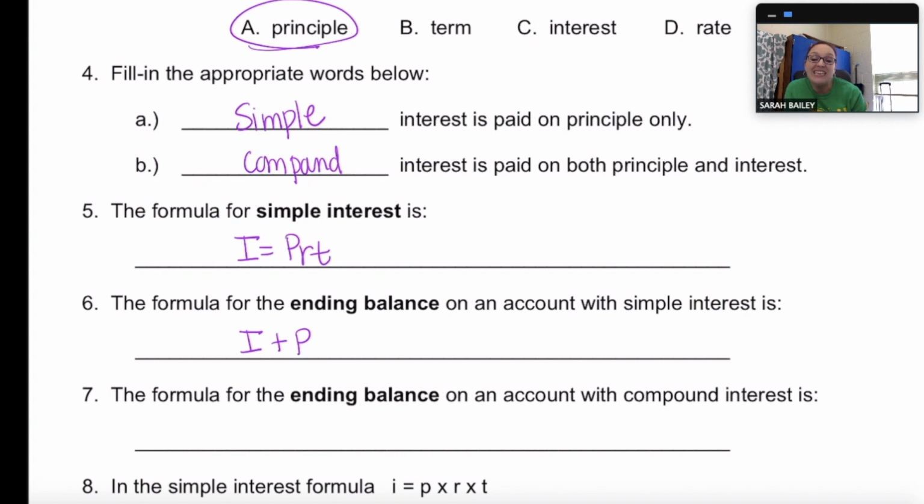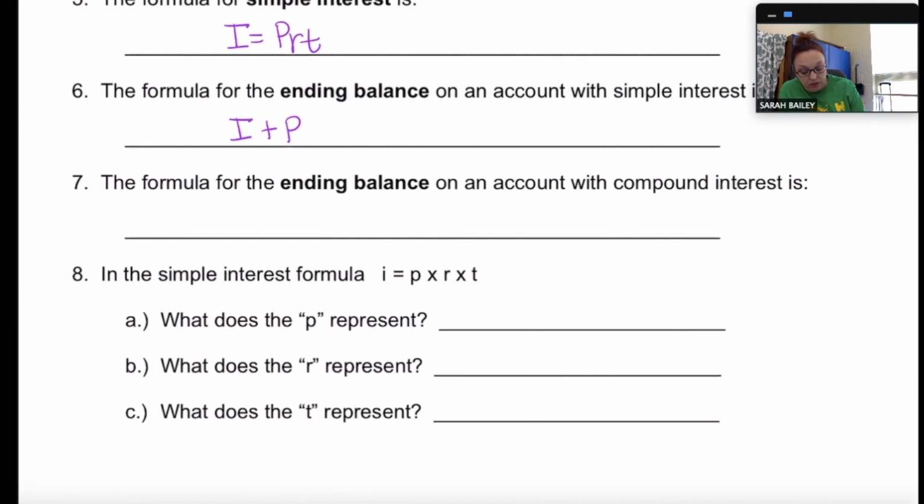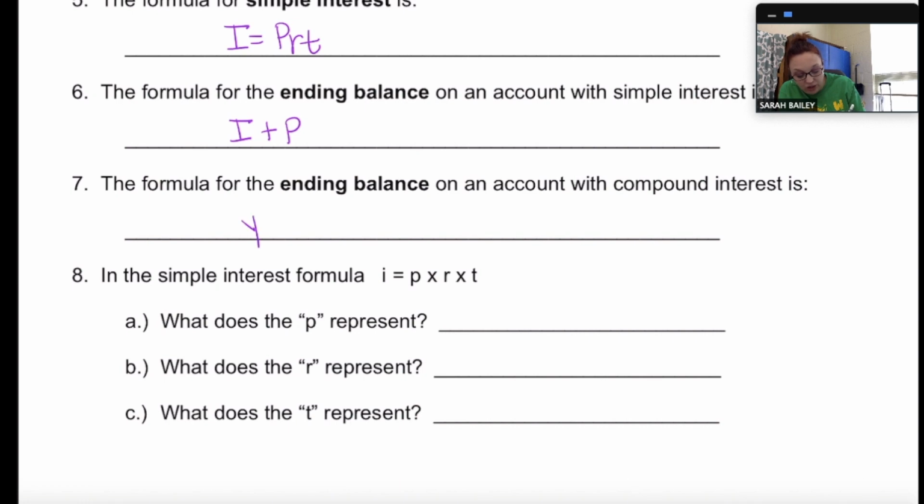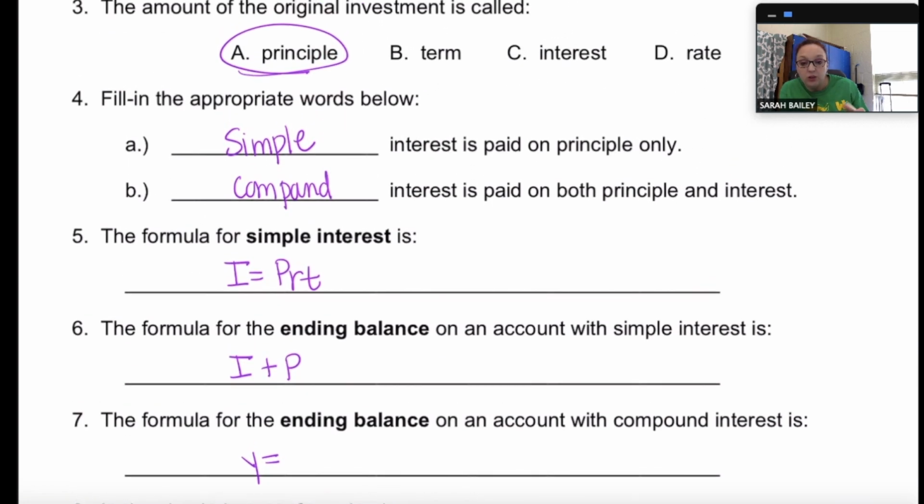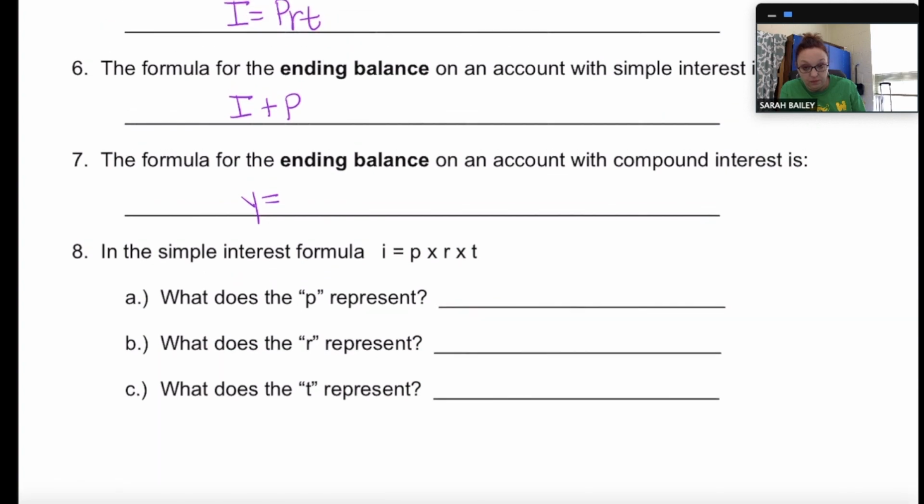The formula for the ending balance on an account with compound interest. So this one's a little bit more complicated, and we've actually seen this earlier. So I'm going to write Y equals A times (1 plus R over N) to the N times T. So the A is the original amount invested or borrowed. The R is your interest rate, and that's always expressed as a decimal. The N is the number of times that the interest is compounded in a year, and then the T would be the number of years.